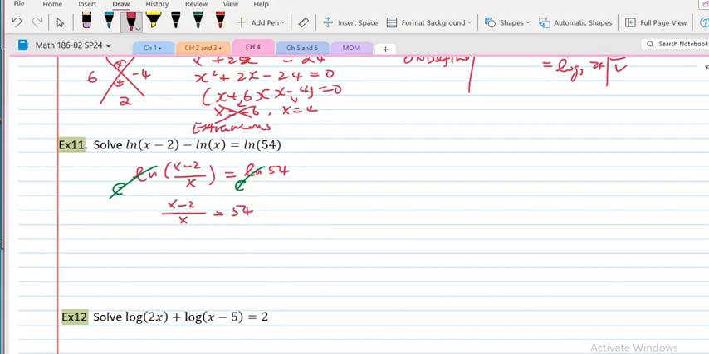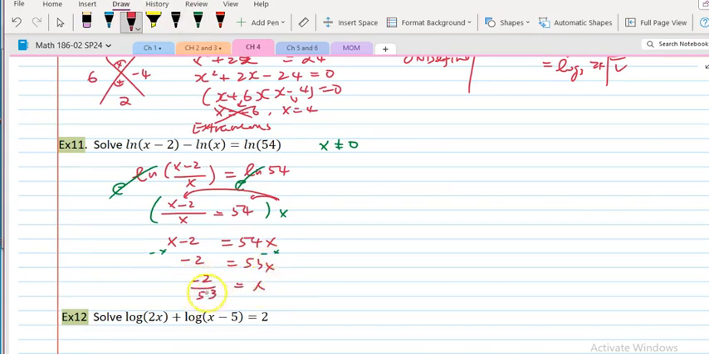Solve this equation, we multiply both sides by x. And also we have to make sure that x cannot be 0, right? Then this would be x minus 2 equal to 54x. Because to distribute it, x minus 2 divided by x times x is no more. Then I do minus x on both sides. I want to isolate x. So negative 2 is equal to 53x. X is equal to negative 2 over 53. So this is the solution, but let's check the answer.